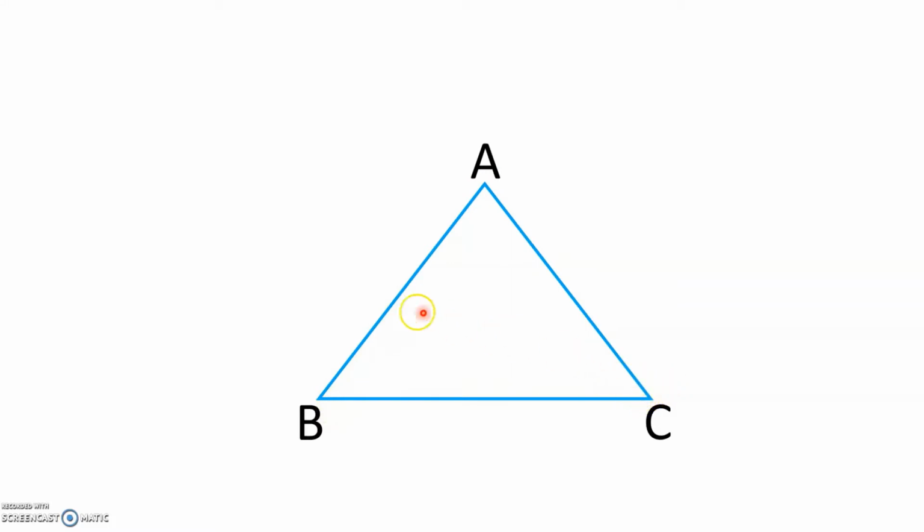Now, I'm going to draw a line parallel to BC over here. So this line, I'm going to call it DE. And this line, DE, is parallel to BC. So our DE is parallel to BC. Great.